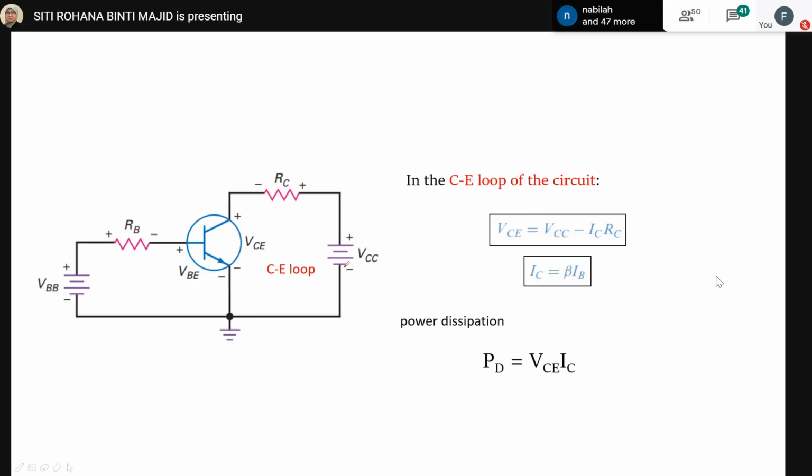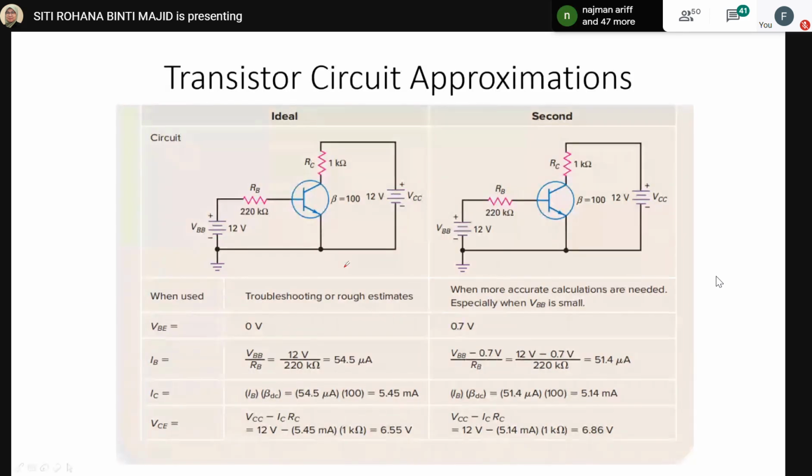Okay, and then this one is a summary or comparison between ideal and practical. So what type of approximation do we use to solve problems related to the ideal diode or BJT, or the practical one, which we call the second approximation method.